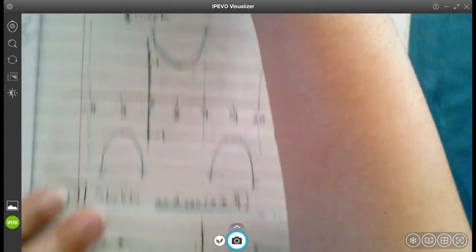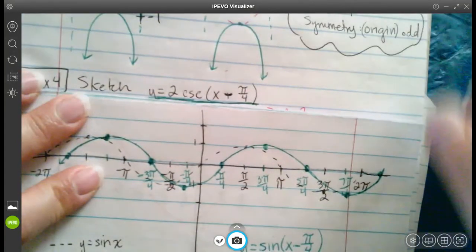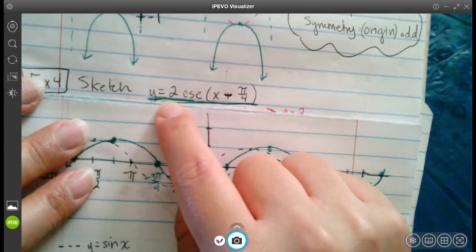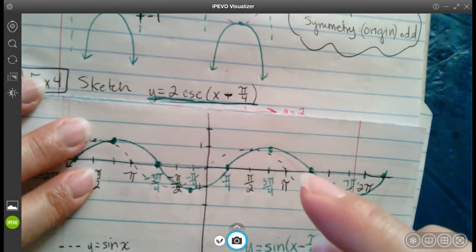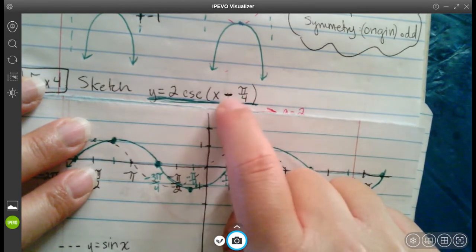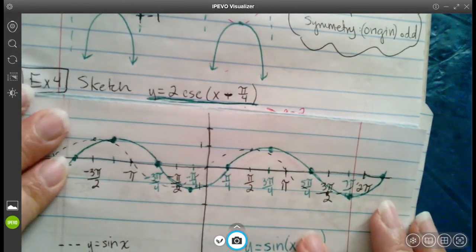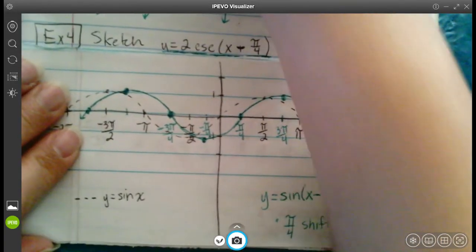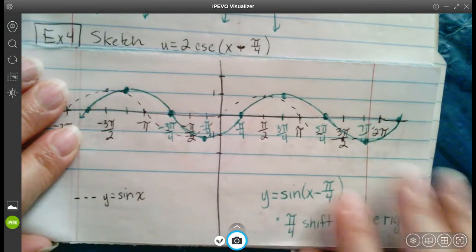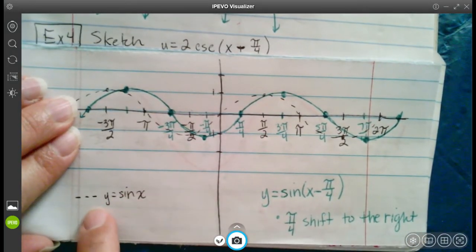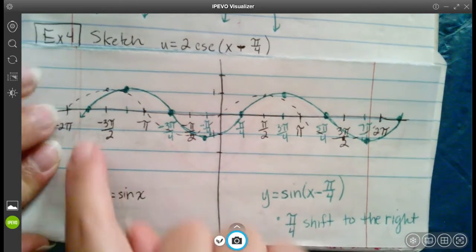This is one that I have an interesting way of showing you. We're going to sketch this function, y equals 2 cosecant of x minus pi fourths. So make sure that this is a minus, okay? The first thing I do for this one, I have this one in pieces because I think it's a little bit easier to show, is I went ahead and did my OG. So you can see that my OG is the one that is dashed.